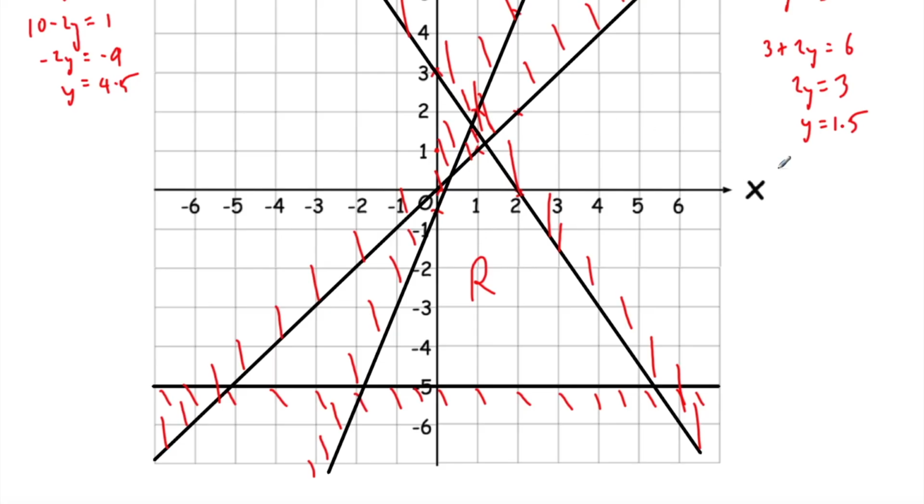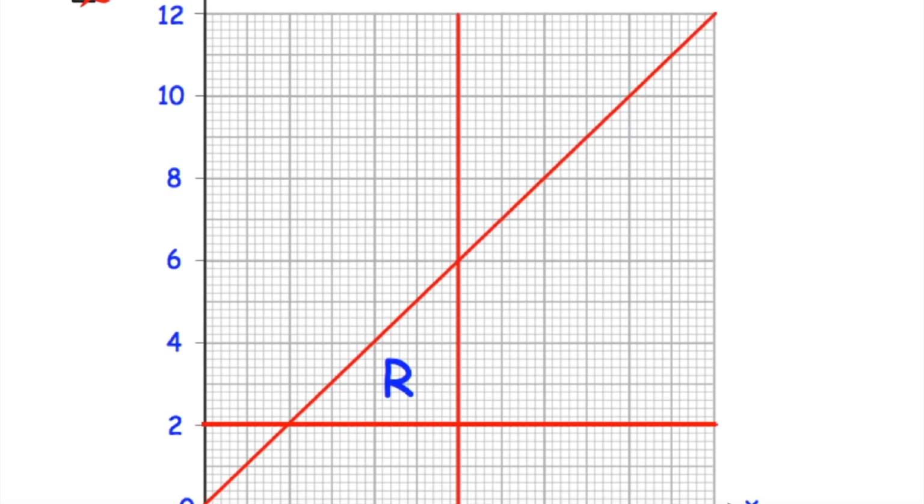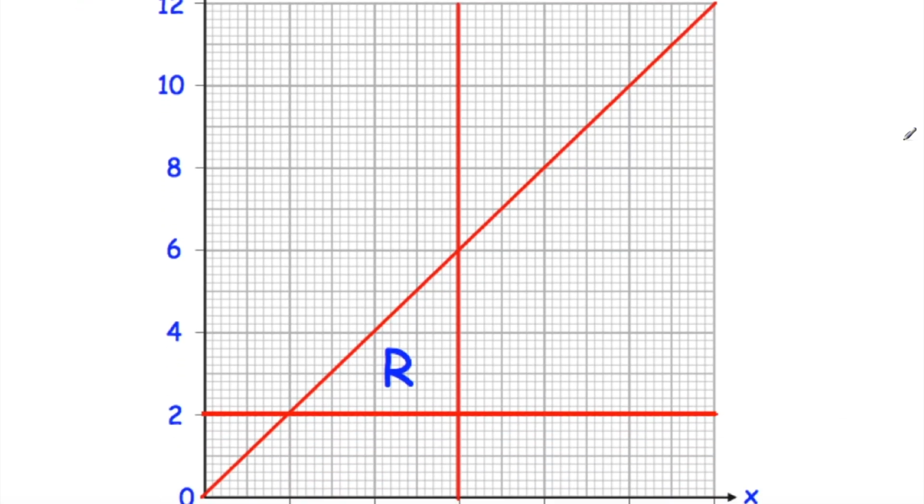And that's it. Okay, let's have a look at our next question, question number 11. Question number 11 is a bit different than the other questions we've done so far, because with the exception of one, we've had to draw the inequalities on the grid and show the particular region that satisfies those inequalities.